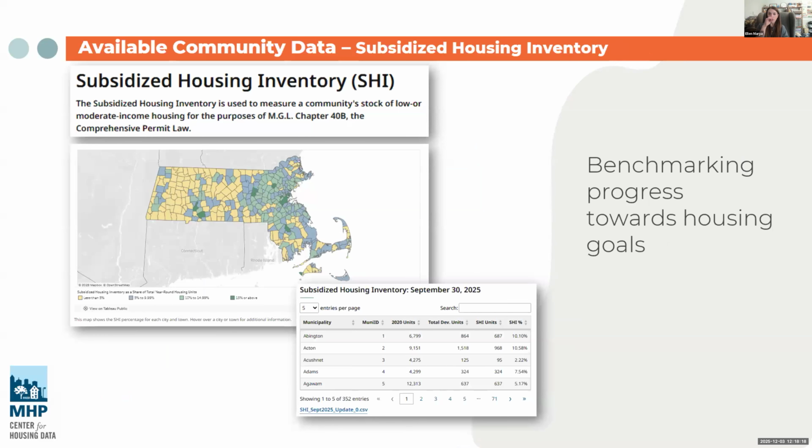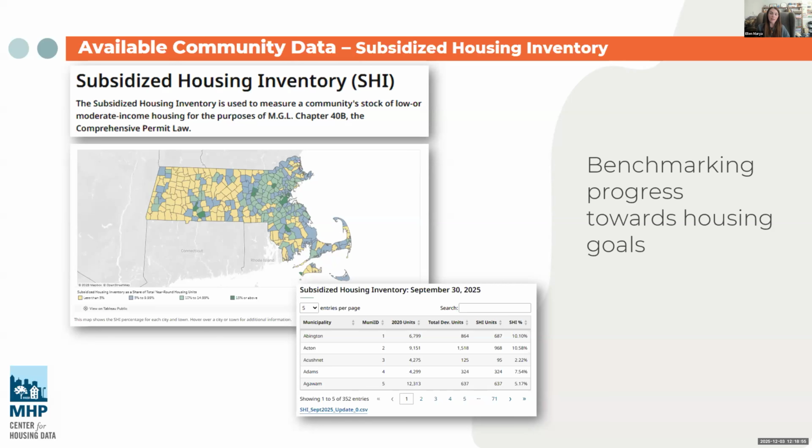And then we're also able to bring in data on the state's subsidized housing inventory, which is now being presented and shared by the state in a more accessible form. This is the information that the Executive Office of Housing and Livable Communities, or HLC, collects and updates. They update it every 2 years. This is tracking the count and the share of homes in each community that are affordable to low and moderate income households, with the aim of each community getting above 10% of all year-round homes in their community.